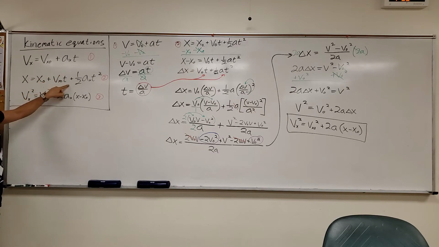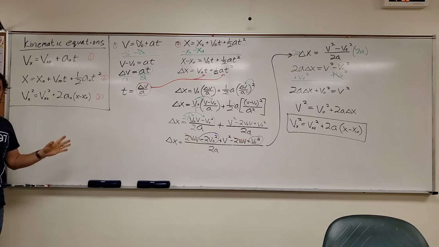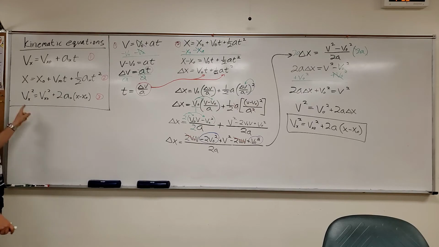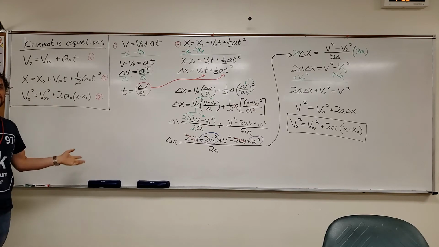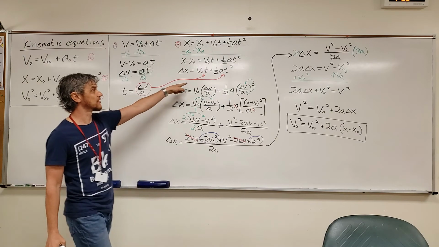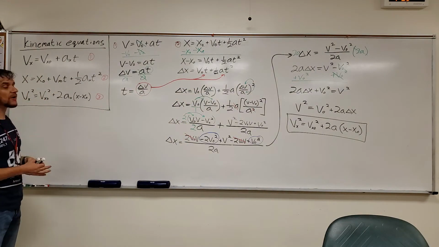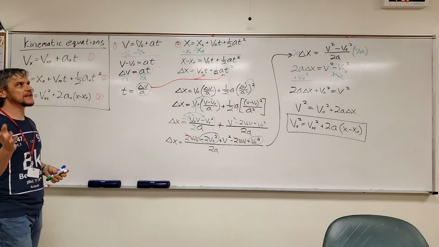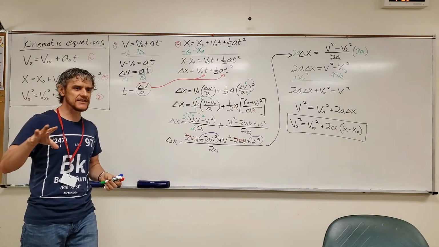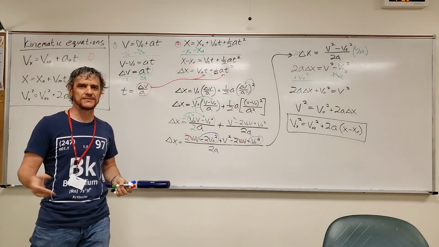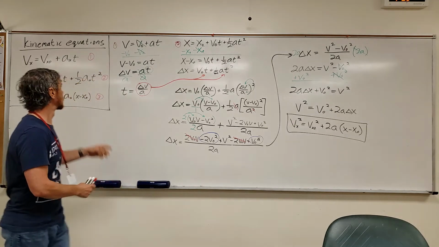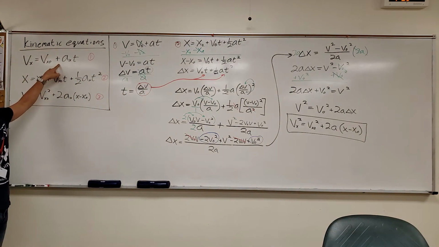Kinematic equation number 2 doesn't have final velocity. There's no final velocities in there. Kinematic equation number 3 doesn't have time. When we made this time substitution, we eliminated the parameter time. And so if we have a problem that, say, doesn't ask for positions or displacements and doesn't give us any, we're probably going to be using kinematic equation number 1.